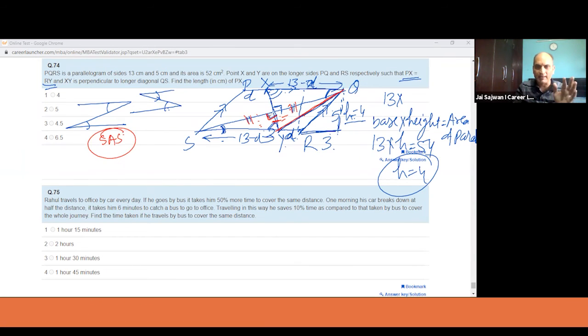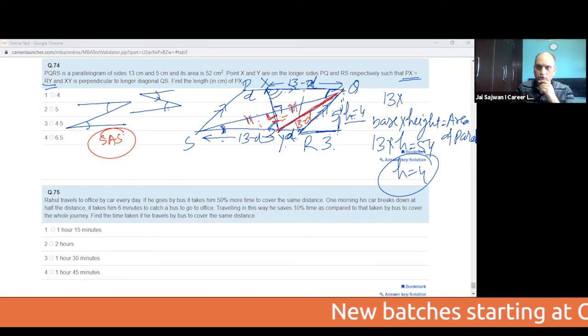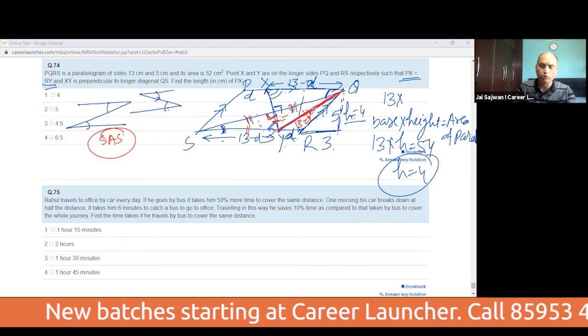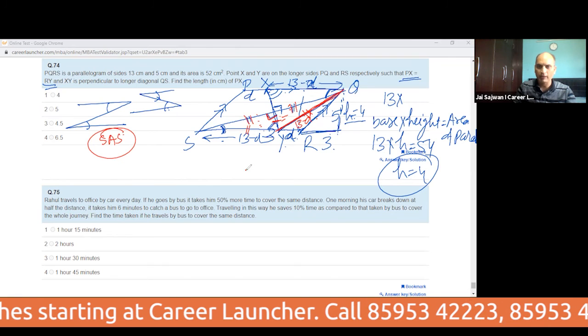Triangle congruent मतलब अब ये सामने वाली side is also equal. This is 13 minus d. Is that fine? This side is also 13 minus d. Why? Because once you know that the triangles are similar, both the sides will come out to be the same. Now apply the Pythagoras theorem.